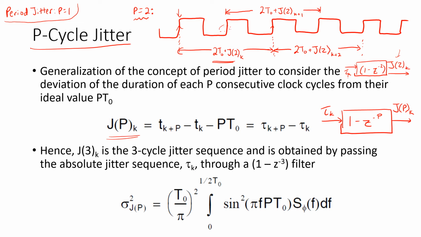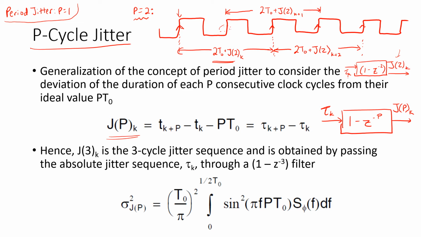Now, any P-cycle jitter, like the period jitter, is not too difficult to observe in a lab. Again, you just trigger off a rising edge of this clock, and you look at the rising edge that comes 2 periods later for the 2-cycle jitter, 3 periods later for the 3-cycle jitter, and so on. If you take each of these measurements, what you're actually looking at is differently filtered versions of the absolute jitter.